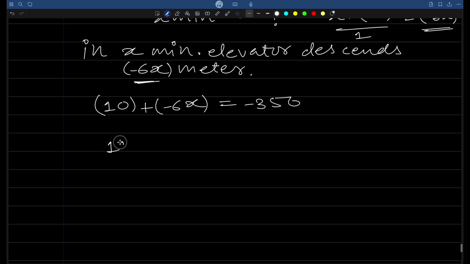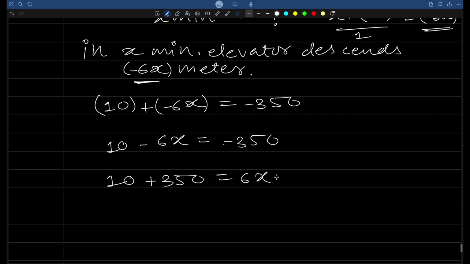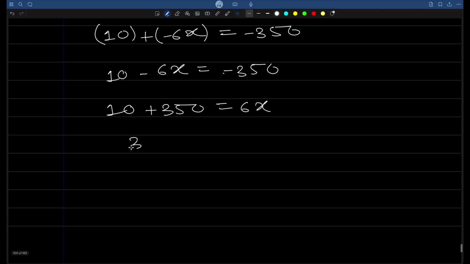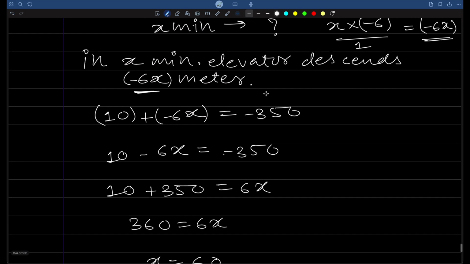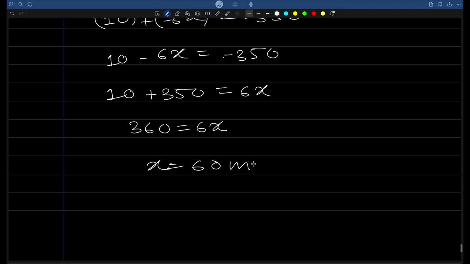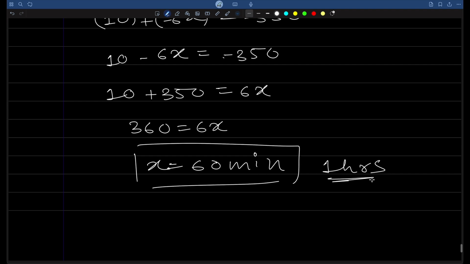Check in both LHS and RHS that everything is in meter. So now let us solve for x, that is 10 plus into minus is minus, and right hand side it is minus 350. We will get 10 plus 350, that is equals to 6x. 350 plus 10 is 360 equals to 6x. We will get x equals to 60. We have assumed x as time, that is x minute, so we have got 60 minutes, or we can say 60 minutes equals to 1 hour.